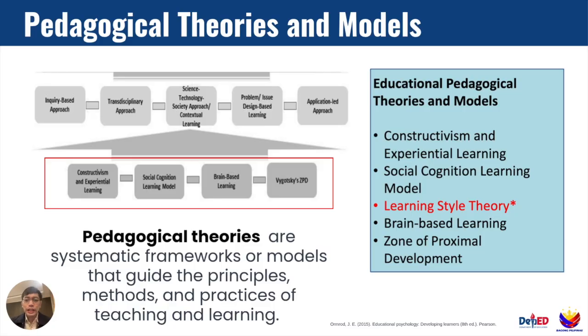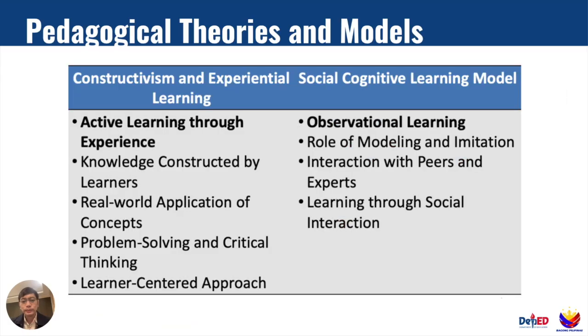Then, as we go deeper into the science framework, we also look at the pedagogical theories and models that support how learners learn, as I've said earlier. Included here are again the constructivism and experiential learning, social cognition, brain based learning, and Vygotsky's zone of proximal development. Note that the learning style theory in red appeared in the previous framework, but it was removed in the revised curriculum because it lacks sufficient empirical evidence as basis for instruction.